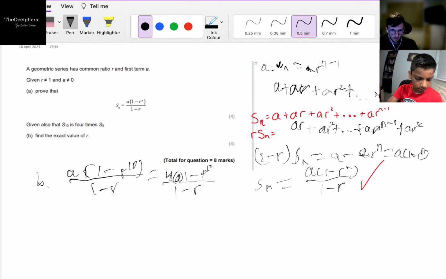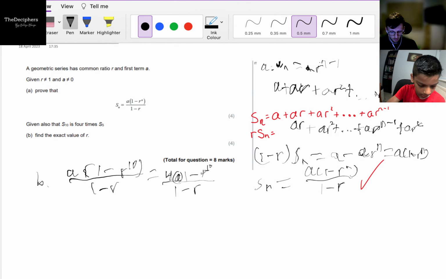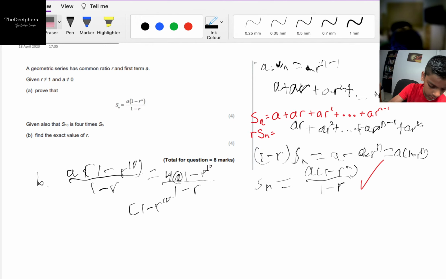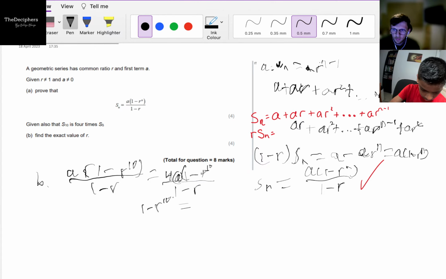Then we can divide by a over 1 minus r to get 1 minus r to the power of 10 equals 4 minus 4 r to the power of 5.